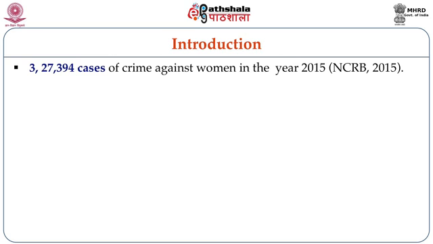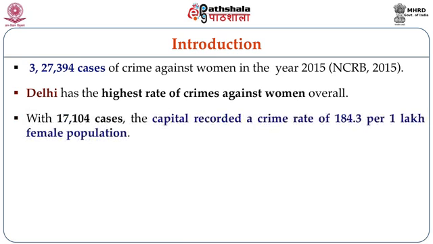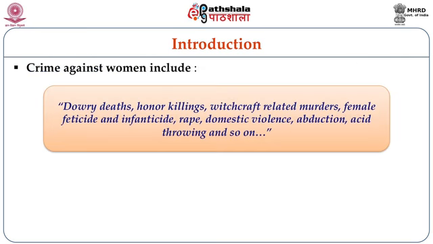Now, according to the National Crime Records Bureau, there were 3,27,394 cases of crime against women in the year 2015. Delhi recorded the highest rate of crime against women overall. With 17,104 cases, the capital recorded a crime rate of 184.3 per 1 lakh female population. The different kinds of crime against women included dowry deaths, honor killings, witchcraft-related murders, female feticide and infanticide, rape, domestic violence, abduction, acid throwing, and so on.